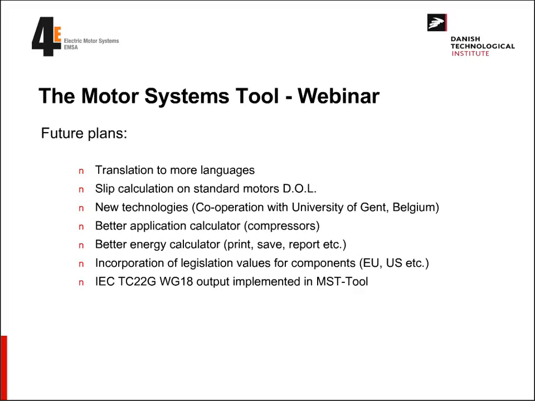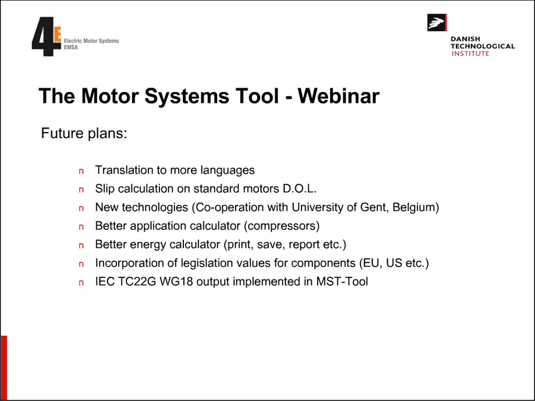What I would like to have, which I don't have right now, is a slip calculation of the standard motors inside the tool. It shouldn't be a big problem to include the change of speed, because right now the speed is fixed unless you change it, and of course that's not really the case in real life. When going to an IE3 motor, it will typically run a bit faster than the old motor. And then we would like to include new technology motors. We have permanent magnet motors by now. In cooperation with University of Ghent in Belgium, we will soon include the synchronous reluctance drives as well.